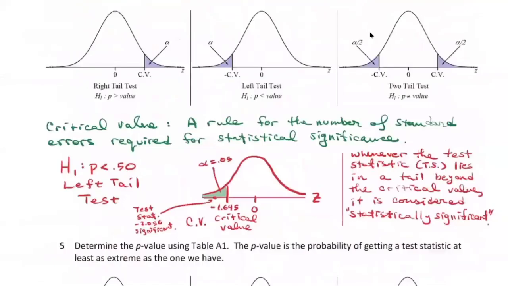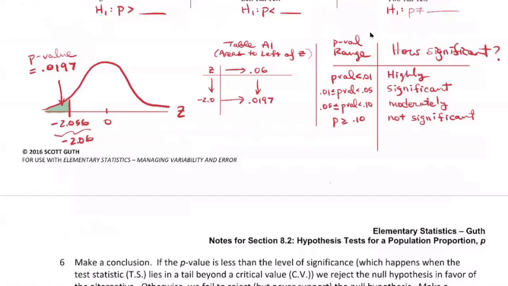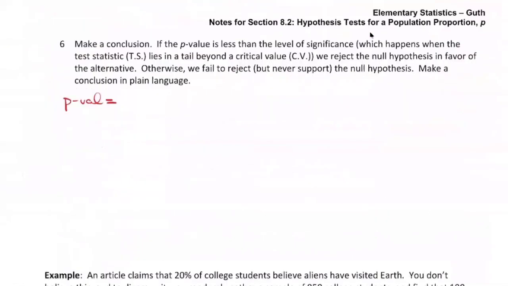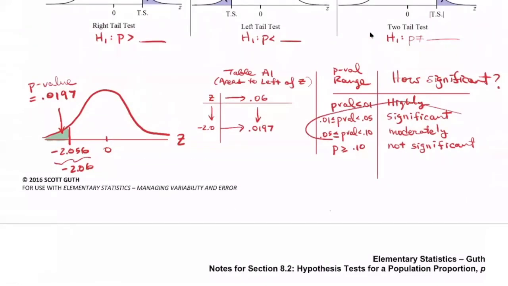Okay, so if we go down here, our p-value was, what was it? Where'd it go? 0.0197. Okay, which is less than the level of significance, which is 0.05, and that's alpha. That means it's significant. Well, how significant? Well, we're just calling it significant. This one here in the middle.